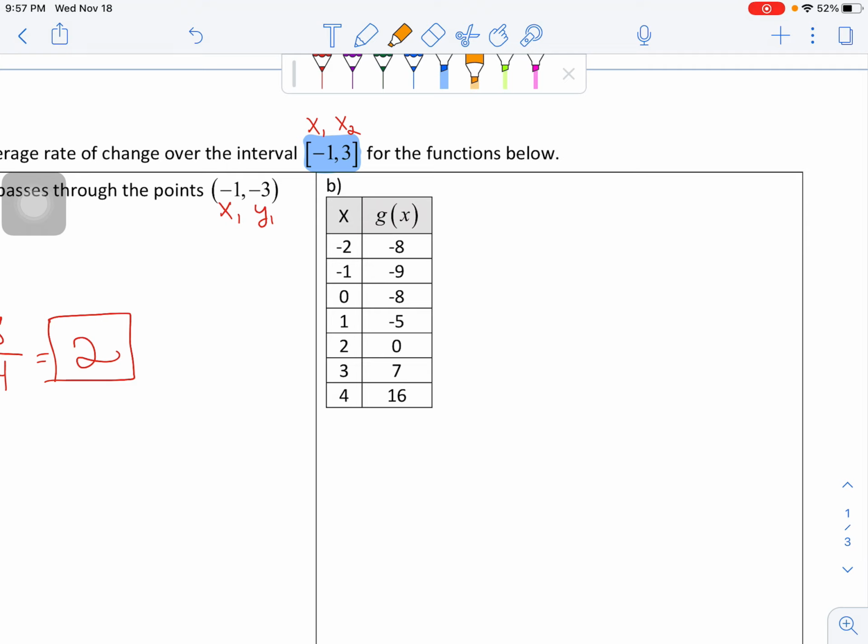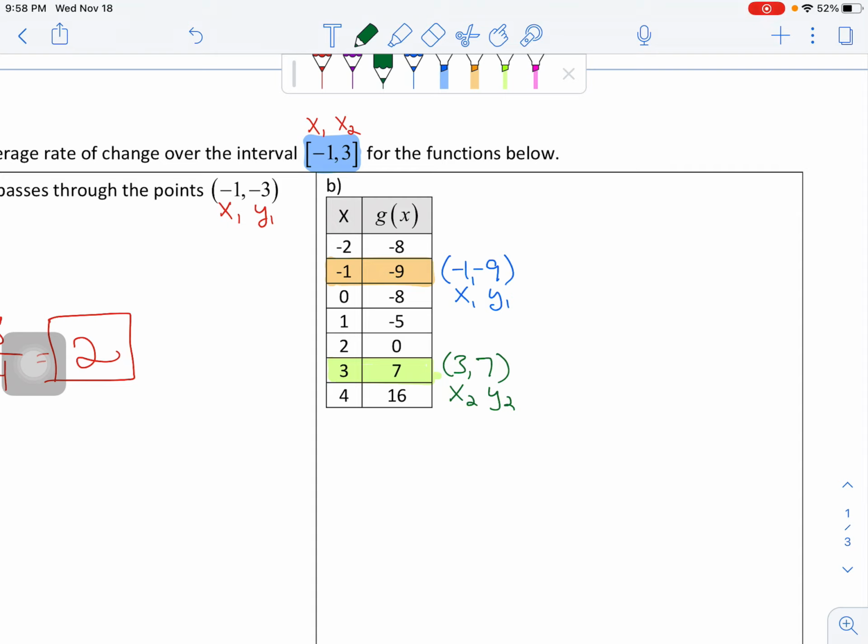Now, for part B, we've got a table of values. So my first x value that I'm looking for is -1, which is right here. So there's -1, -9. Off to the side here, I'm just going to write that ordered pair. You don't have to write that out, right? So this is going to be x1, y1. And then I also want to find where x is equal to 3. So keep going down your chart, and there's x equals 3. In this case, 3, 7 is my ordered pair. So this is going to be x2, y2.